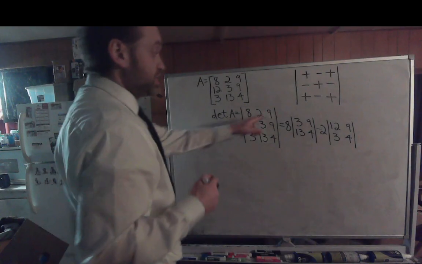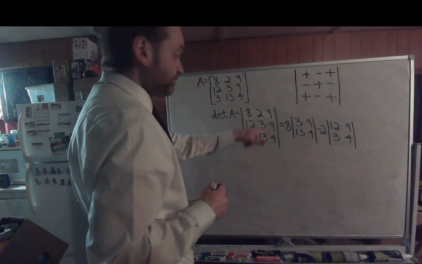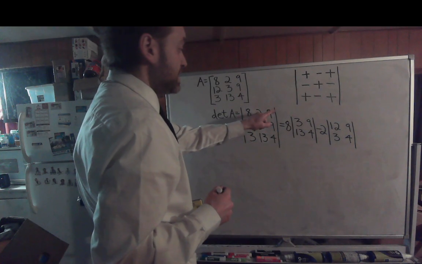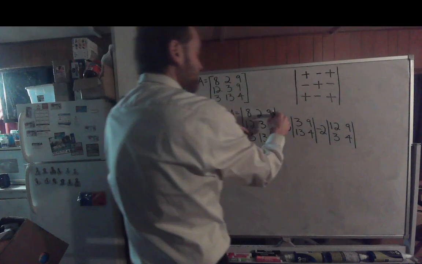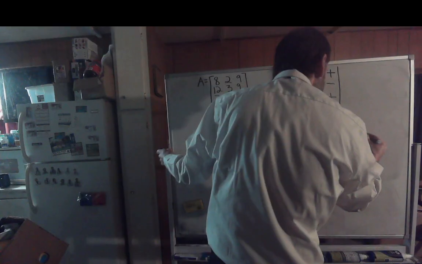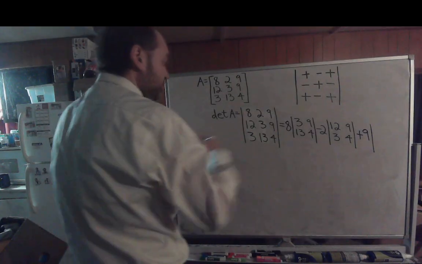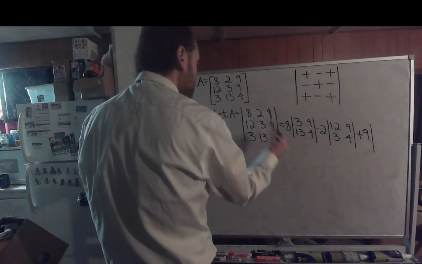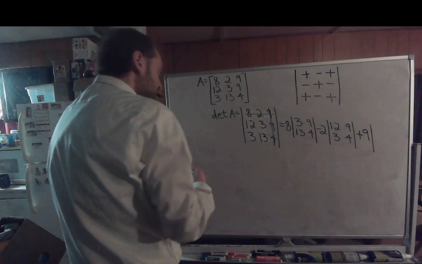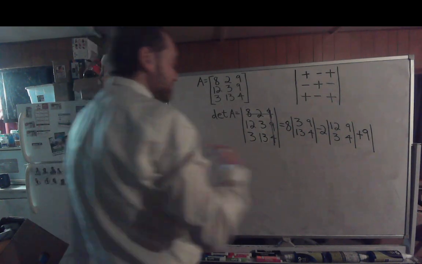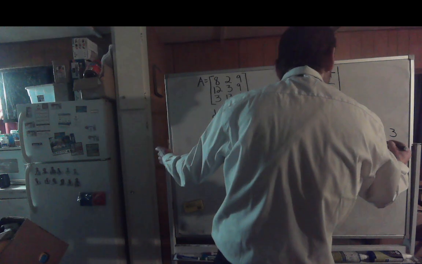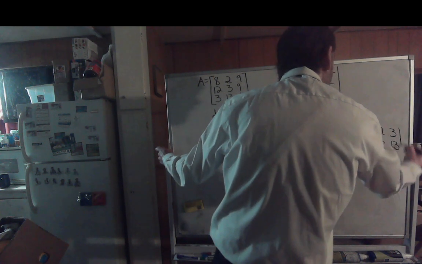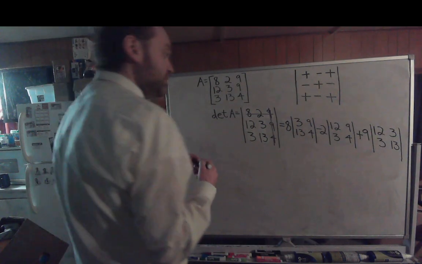Alright, so now we'll deal with that 9 in the first row. We have a positive 9, and then according to the coefficient matrix, it's going to be positive times positive 9, so that would be plus 9 times whatever's left over for the 2 by 2 determinant. So strike out the row and column it occurs in. There is your determinant of whatever's left over. So that would be 12, 3, 3, and 13. Alright, so there's your 3 2 by 2 determinants.